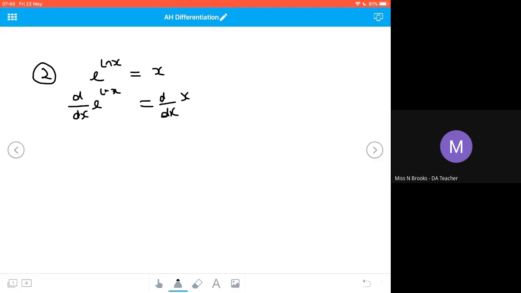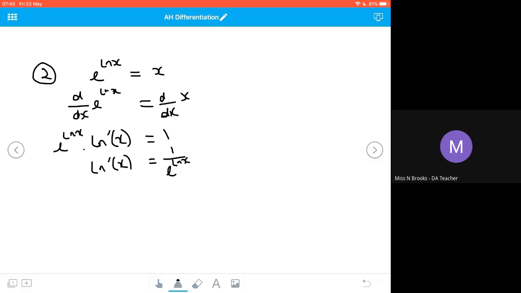Now we're going to use the chain rule to differentiate that e to the power of ln x, and we're going to get e to the power of ln x multiplied by the derivative of that function, ln dash x. And the derivative of x with respect to x is just 1. Now we're going to divide both sides by that e to the power of ln x, and it's going to leave us with our ln dash x, or the derivative of our natural logarithmic function, and that's going to be 1 over e to the ln x.